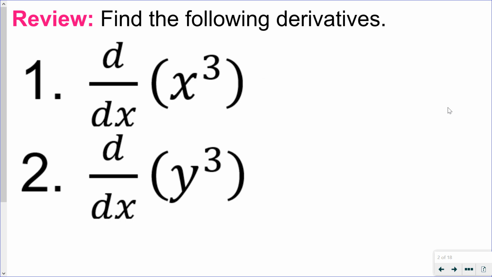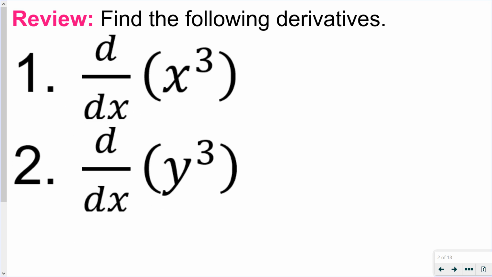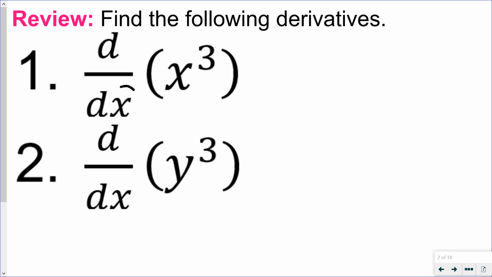So say I wanted to take the derivative with respect to x. Since the derivative matches here, I'm taking the derivative with respect to x. Since it matches, and we know the derivative of x is 1, we can do this one just like normal, and it would be 3x squared, and the derivative of x is 1, so we don't really need to multiply by 1, so we can leave it as 3x squared.